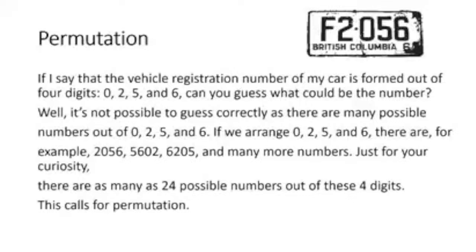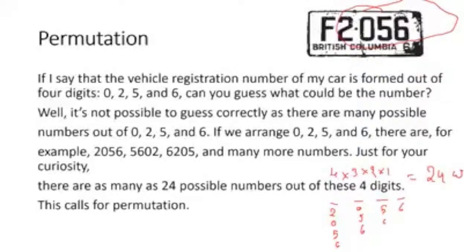Here you can look at the vehicle number, something like a British Columbia plate, F2056. The digits 2, 0, 5, 6 are four elements; how can I arrange them? For the first position I can select any one of the digits, nothing but 4 chances. Next, 3 chances. Next, 2 chances. So 4 into 3 into 2 into 1, which will be 24 ways.